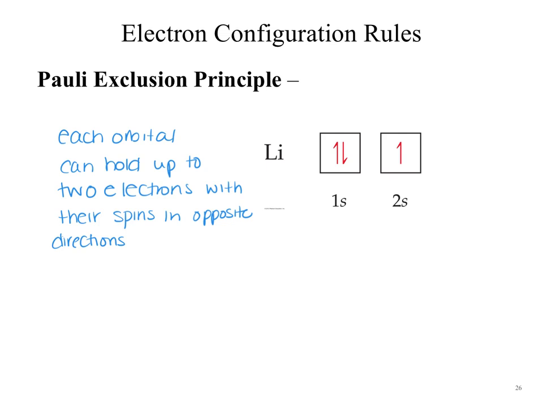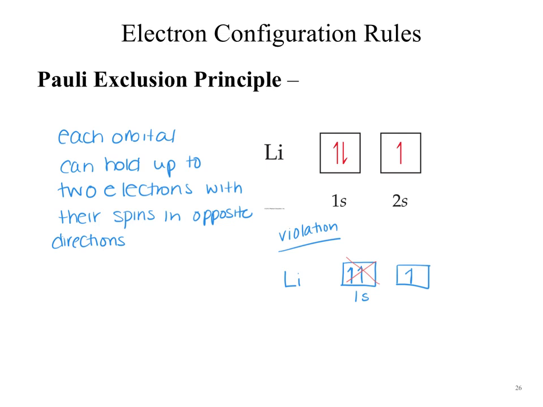So a violation of the Pauli exclusion principle, or what would be incorrect, would be for lithium, both of these pointing up, right? That would be incorrect. Another one would be just one arrow pointing up. Okay, so that would be the violation that you would see for the Pauli exclusion principle.